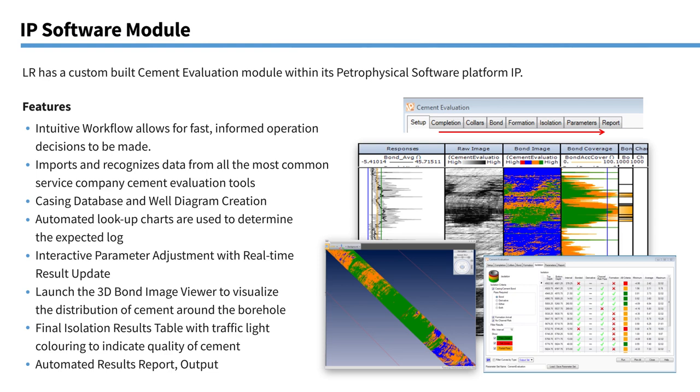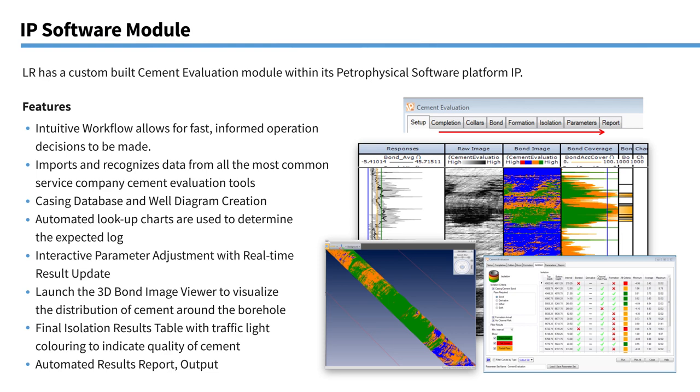We have interactive parameter adjustment, so we can decide what our cutoffs for good or acceptable cement are by adjusting the parameters. So we're not stuck using the cement bond image we've received from the field. We can even look at that in the bond image in 3D.